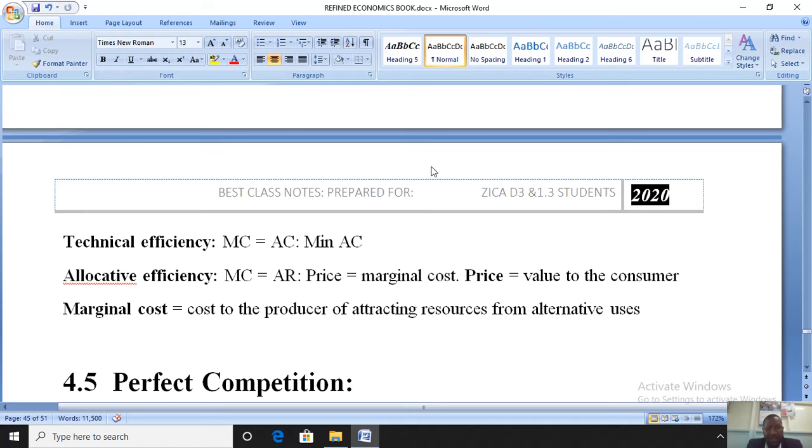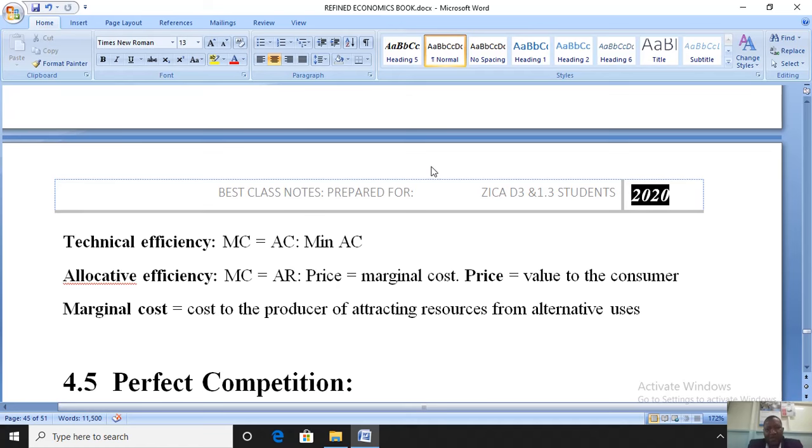Allocative efficiency or exchange efficiency refers to whether the firm is charging a fair price or not. And what can we call the fair price? It is the price that equals the marginal cost that is incurred by the firm in producing the extra unit of output. Here, the price is said to be equal to the marginal cost, and that is considered to be a fair price.